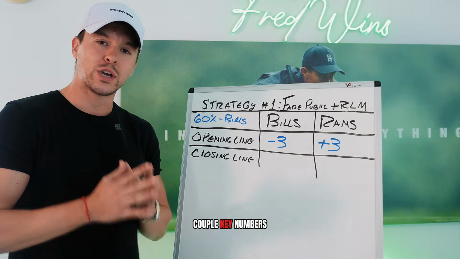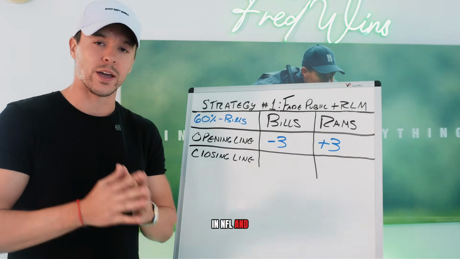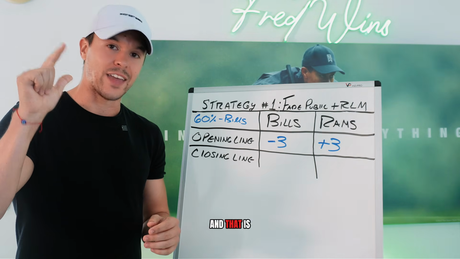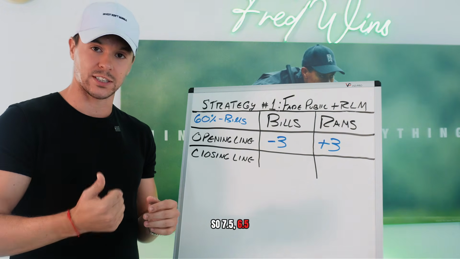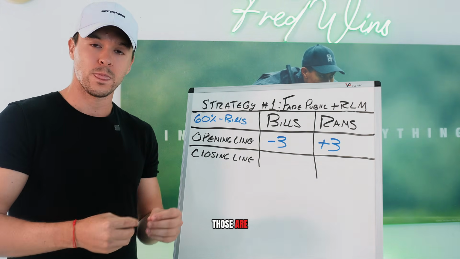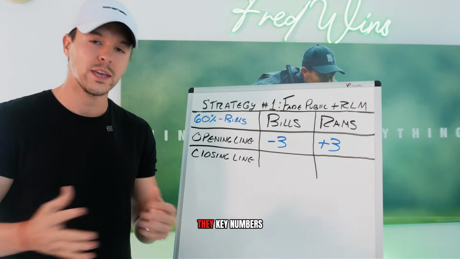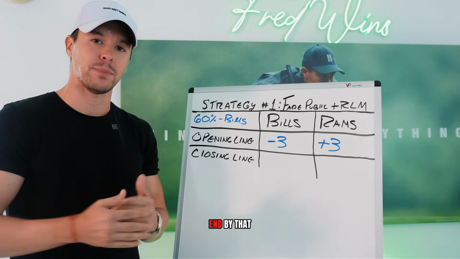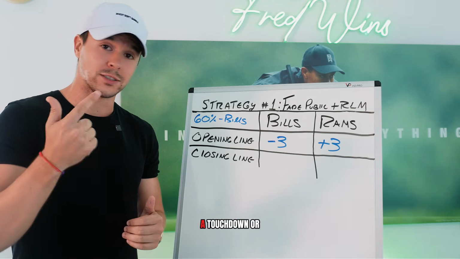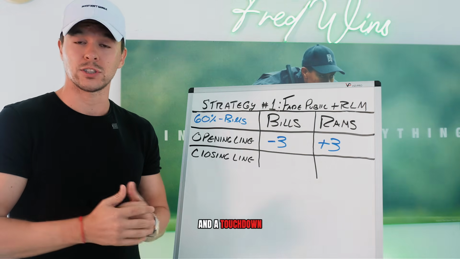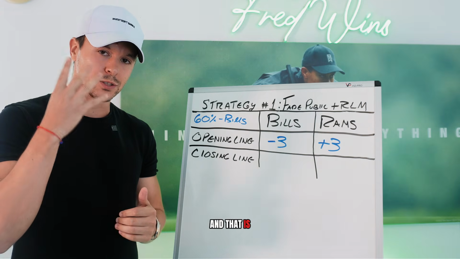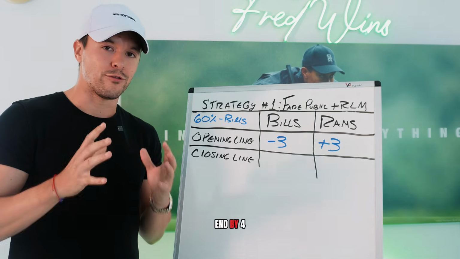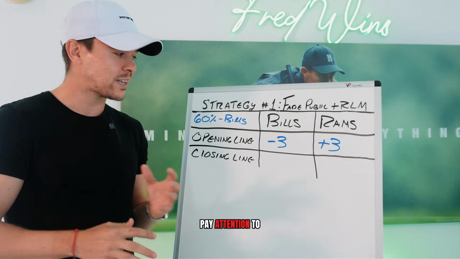There are a couple key numbers that you need to know in NFL and college football. That is 3, and that is 7, and that is 10, and the halves in between those. So 7.5, 6.5, 2.5, 3.5. Those are key numbers. Now, why are they key numbers? Because typically games end by that. They end by a field goal, they end by a touchdown, or they end by a field goal and a touchdown. Now, I'm going to say that there's another key number that not many talk about, and that is 4, because a lot of games end by 4, specifically 4. So pay attention to those key numbers.